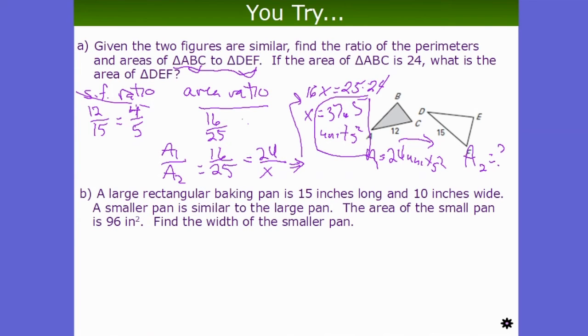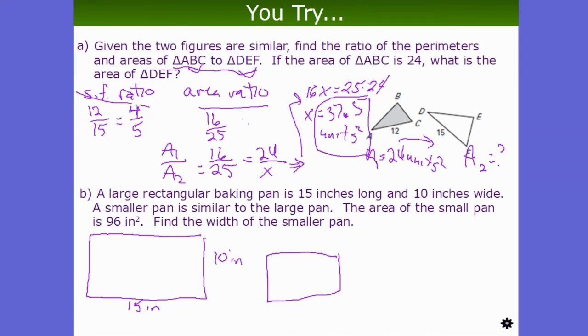I've got a large rectangular baking pan that's 15 inches long and 10 inches wide. Big believer in drawing pictures. So here's my large rectangular pan. It's 15 inches long by 10 inches wide. And I've got a smaller pan that's similar, so same proportions as this larger one. The area of the small pan is 96 square inches.